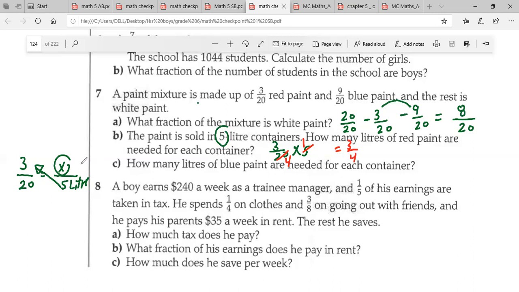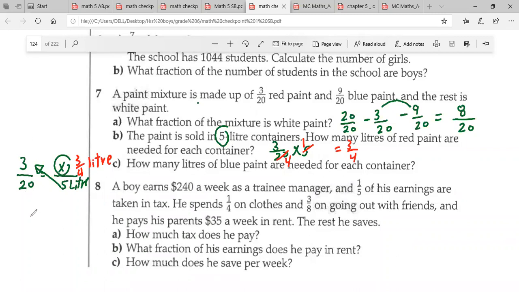So x becomes 3 over 4 liter. Here is the answer. I depend on cross multiplication in this kind of problem, and you have to understand why I multiply. You told me you have to subtract, but why didn't you subtract? Because it depends on multiplication. Why? Because we have a ratio.